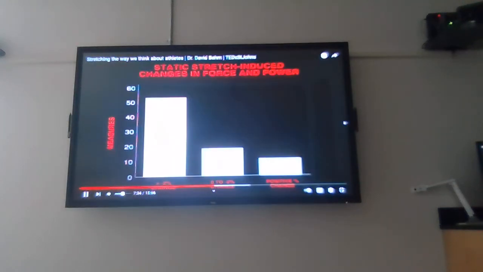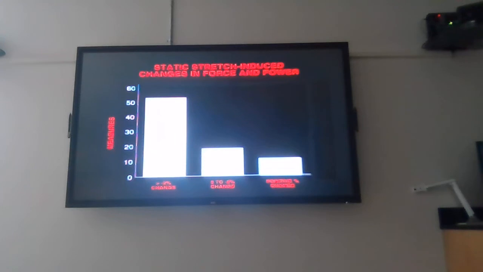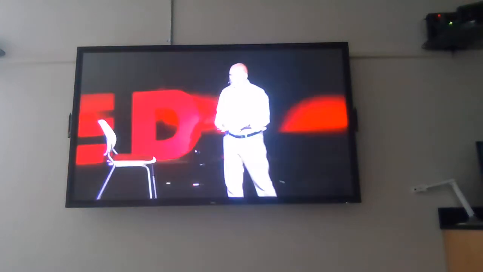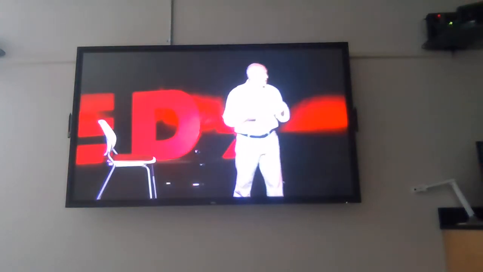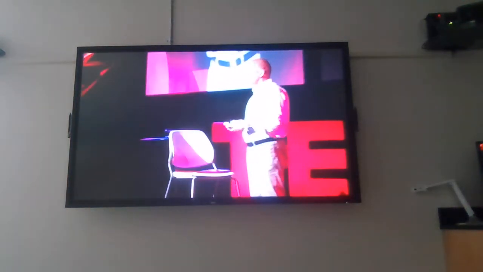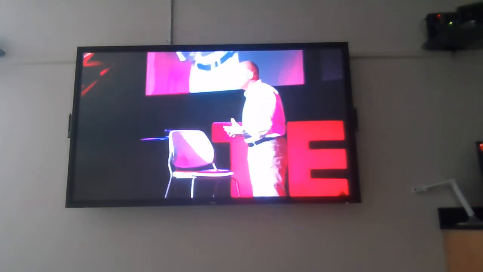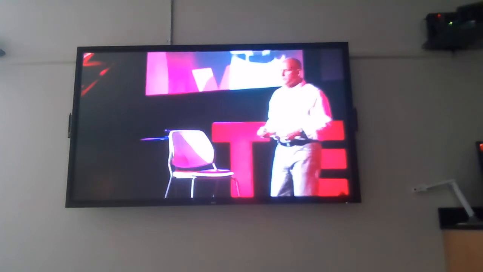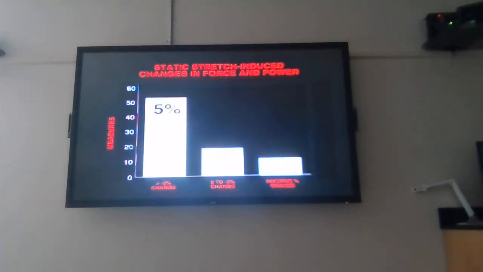So we published a review study in 2011. And in that review study, we showed that when you take a look at all the studies that were published during that time, you see in the graph that the majority of them provided impairments to force and power. And how much impairment? Well, we found in the studies we looked at, it was about 5%.